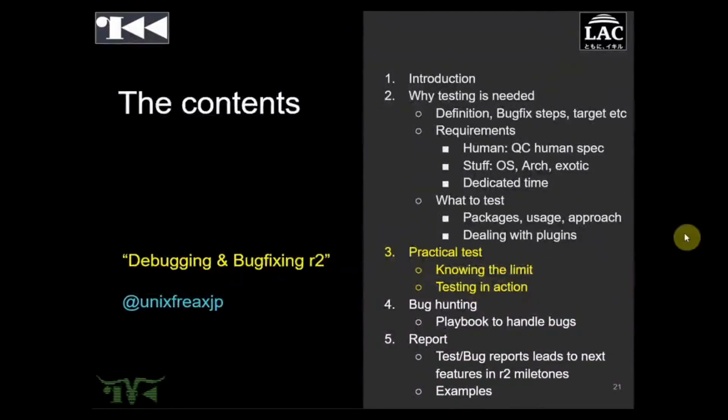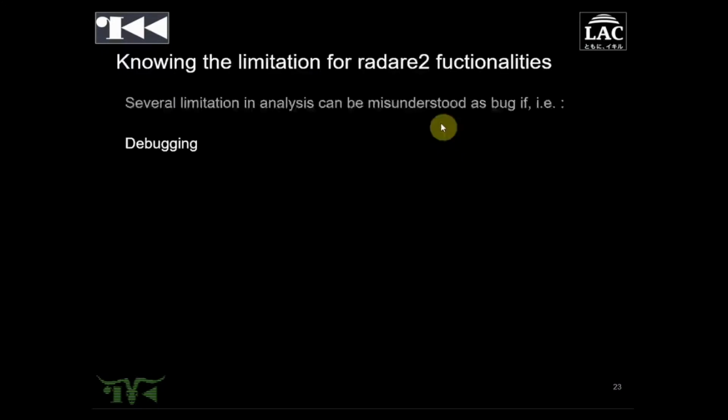Okay, we are here in the practical test, and it has two items. First is explaining how to know the limitations of Radare2 and its environment, so the tester can differentiate which one is a bug and which one is not. And then the other one is testing in action, so we will pick one case study for the testing. In this case, probably I will pick the build test to understand it.